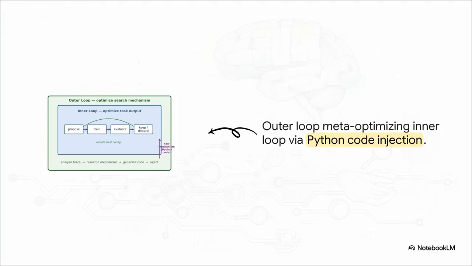Let's break down the abstracted framework of this system. We have an outer loop meta-optimizing an inner auto-research loop. The real payload? It's the generation and injection of Python code right at runtime. It is actively and autonomously rewriting the underlying logic of how that inner loop searches for better hyperparameters.